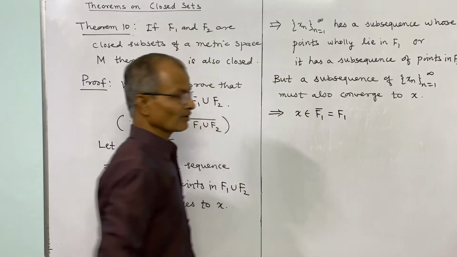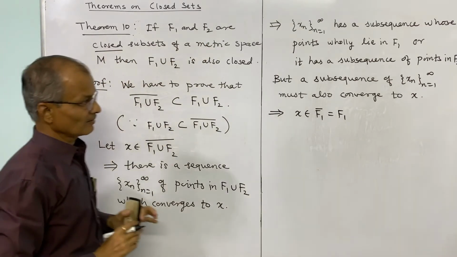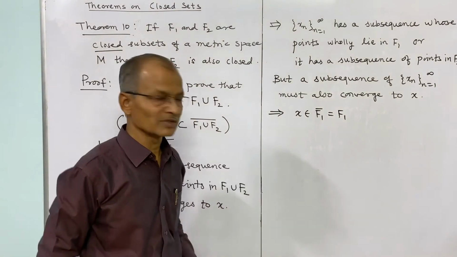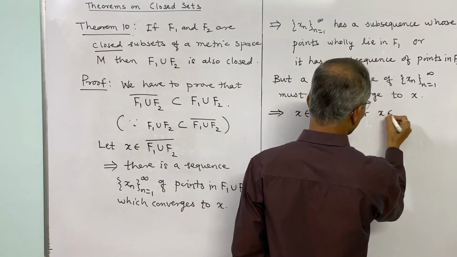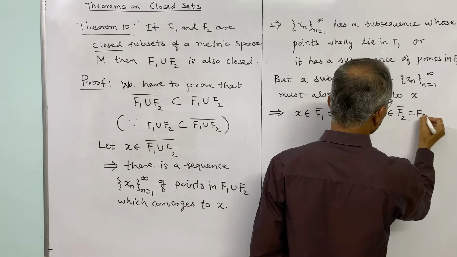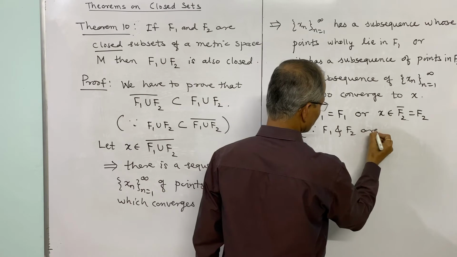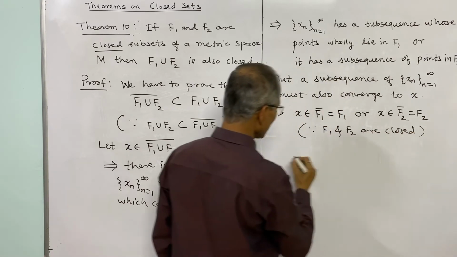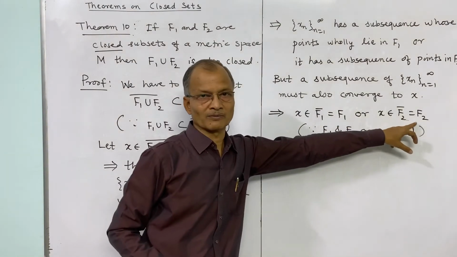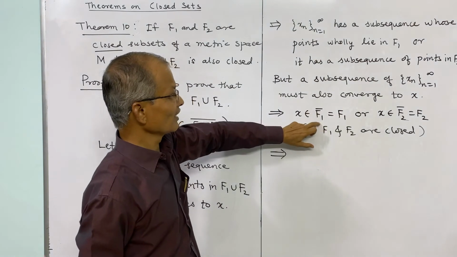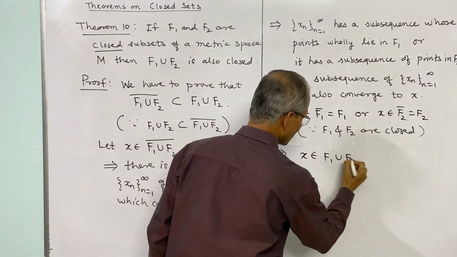Why is F1 bar equal to F1? Because both F1 and F2 are closed, and if they are closed, the closure is equal to the same set. This implies X belongs to F1 bar, which is equal to F1, or X belongs to F2 bar, which is equal to F2. The reason for this is that F1 and F2 are closed. So X belongs to F1 or X belongs to F2, and thus X belongs to their union, F1 union F2.